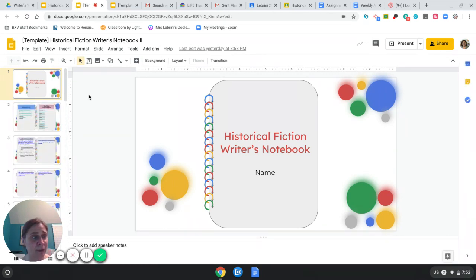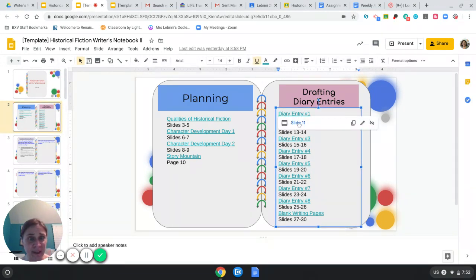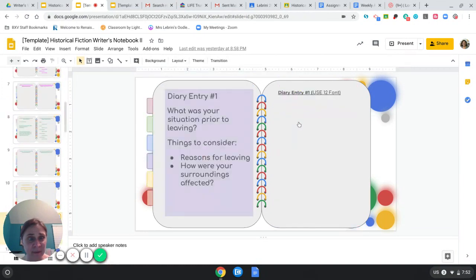So if you remember, we created a table of contents for you. And in the table of contents, you have your planning parts that you've already worked on and did such a great job with. And now we're going to be working on drafting your diary entries. So we're going to go to diary entry number 1, which is on slides 11 and 12. And here you are. So you're going to be typing in your diary entry on these pages. So you have this page to start typing your diary entry on.